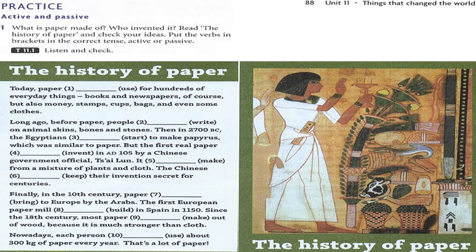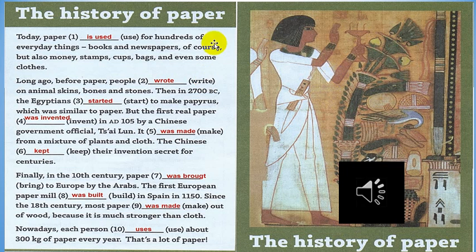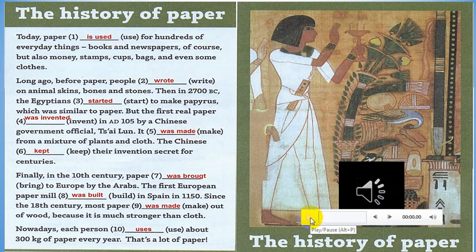Now we come to an important text with information and an exercise on passive voice. The history of paper. What is paper made of? Who invented it? Read the history of paper and check your ideas. Put the verbs in the brackets in the correct tense, active or passive. Notice I have a text with gaps from 1 to 10. On the next slide we have the solved text, and we will listen to the tape script now.